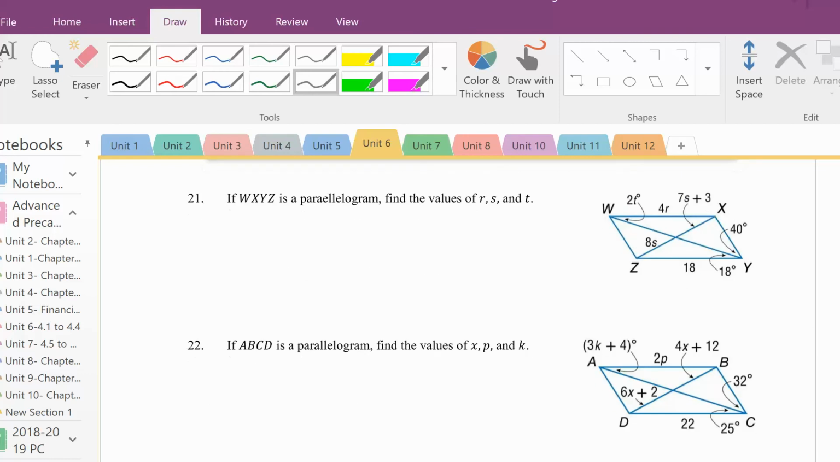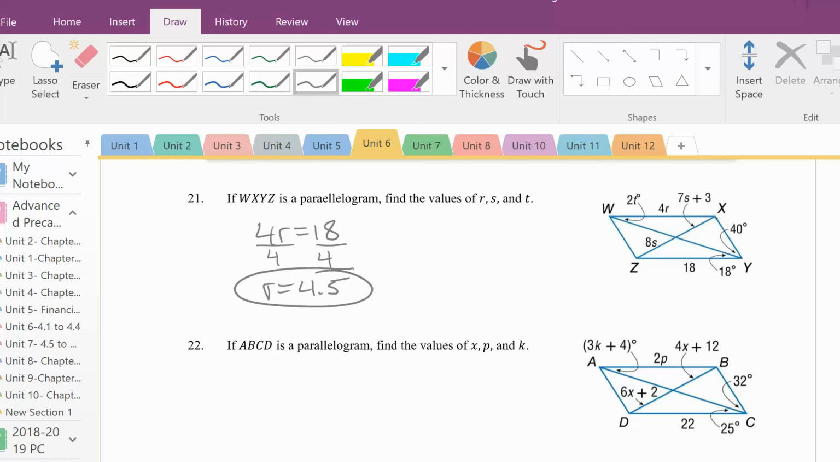So, some other questions here. If WXYZ is a parallelogram, find the values of R, S, and T. Well, remember, opposite sides are congruent, so 4R is going to equal 18. So when you divide by 4, R is equal to 4.5.